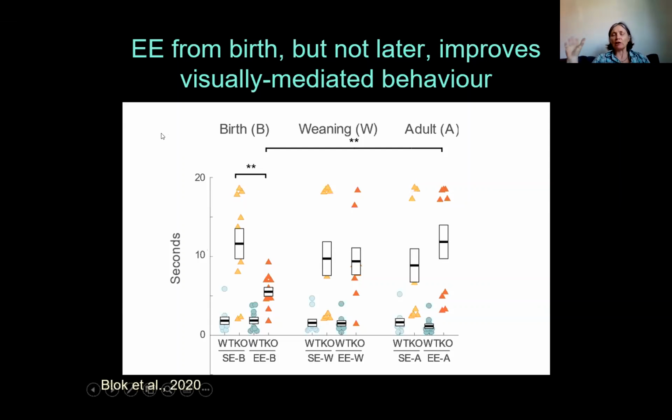And I should point out, this was quite a long enrichment period. We were enriching for a period of 6 weeks. So enrichment started a day or two before birth and continued to 6 weeks of age when this testing was done. So in that group, we saw an improvement.